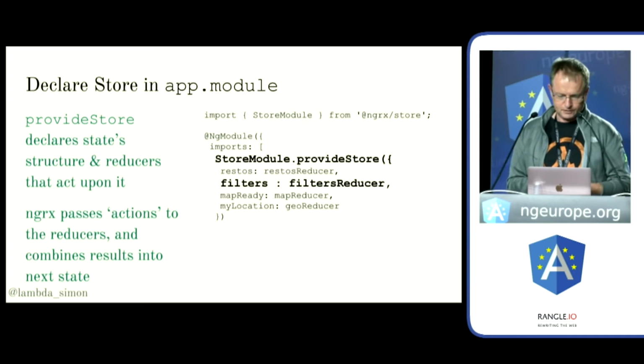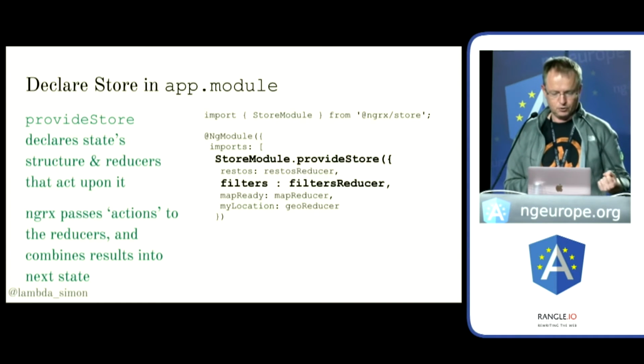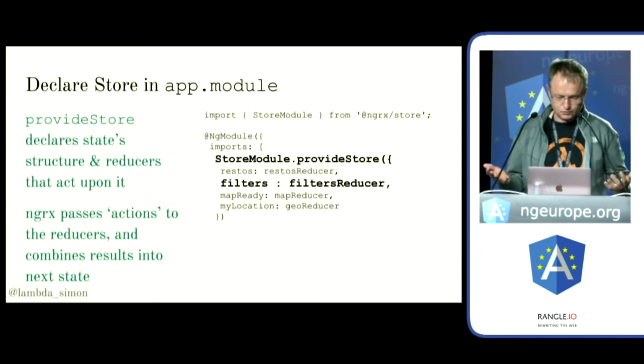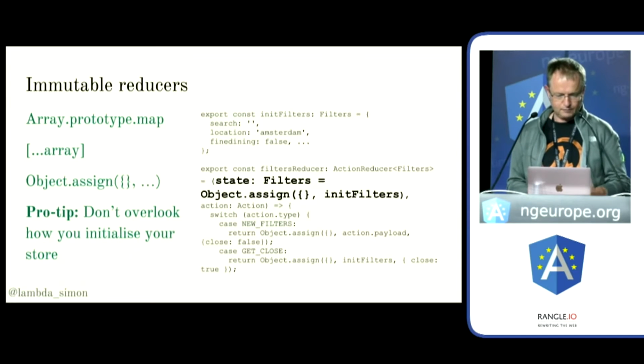ng2+ngrx starts with a declaration in app.module. You need to declare your store, and you need to declare its structure, and you need to declare the reducers that are going to apply to it. And then ng2+ngrx does all the rest. Each action that comes in, it passes through the reducers, recombines the result, and passes it to you. So app.module. Next will come, of course, the parent component.